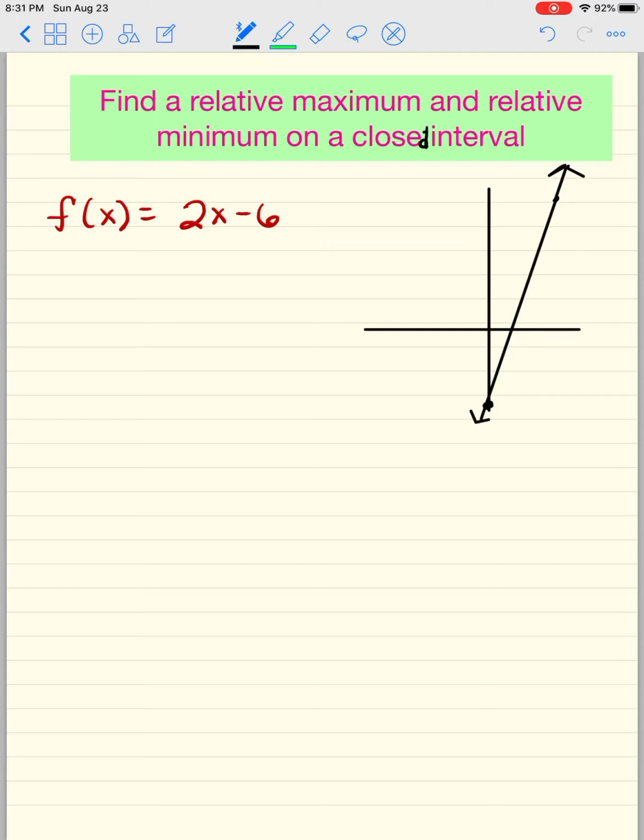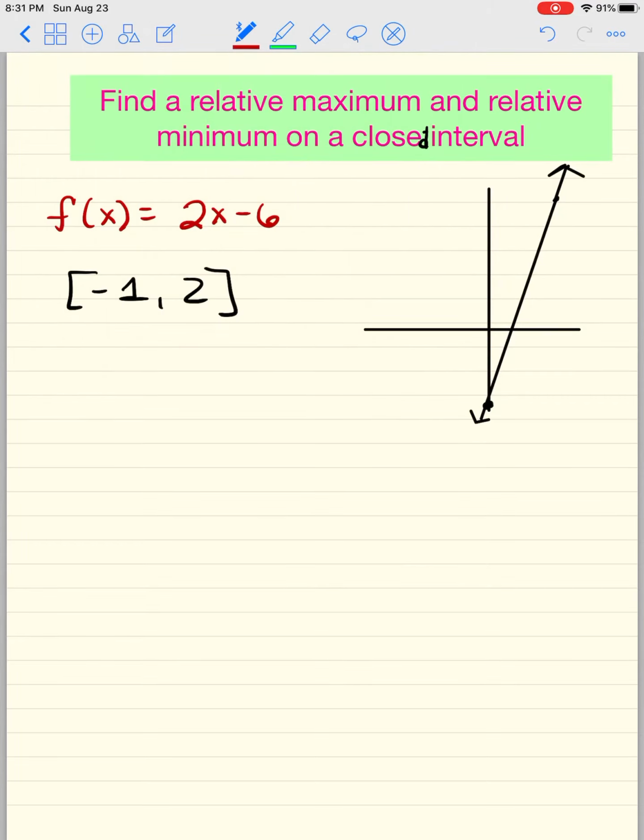Okay, so we know f of x equals 2x minus 6 is a line. We know that a line is just going to keep going, and there's not going to be a maximum number or a minimum number, right? There's no maximum, there's no minimum, it just keeps going. Well, what if I said, what is the maximum on the closed interval -1 to 2?